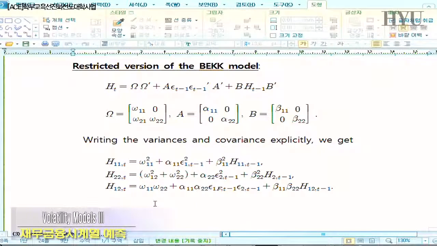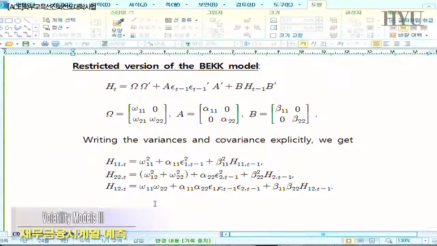But this one will make you happy. That one will be positive definite, and that's what they showed. Okay. So actually, if you work this out and write it in terms of equations, this is basically how it looks.